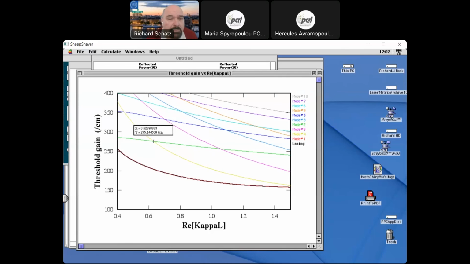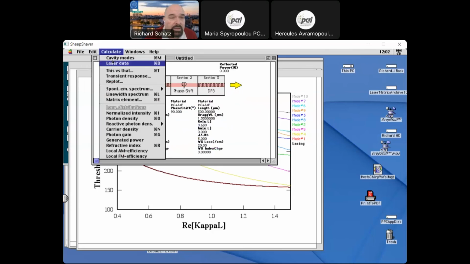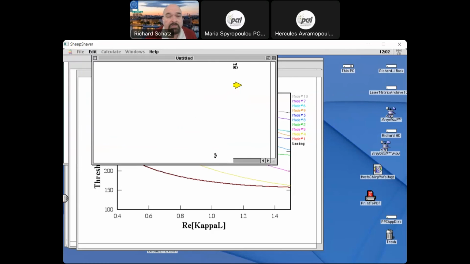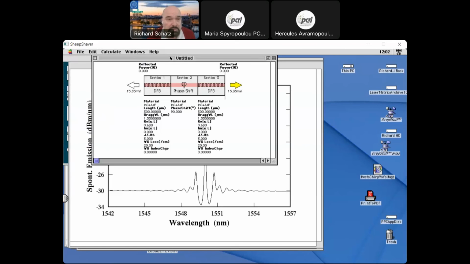It's 0.63 in each of these two sections. The total kappa L is around 1.25. So we can put 0.63 here and 0.63 here. And then we can calculate the spectrum again, and we will get a nice spectrum even at 3 times threshold. So then we can calculate the modulation response of this. Now this laser works quite well.